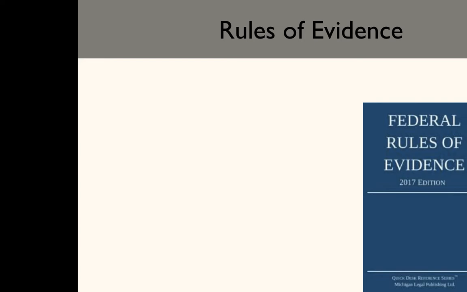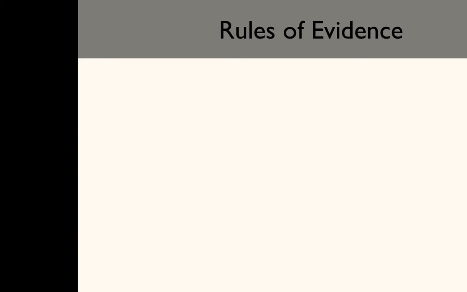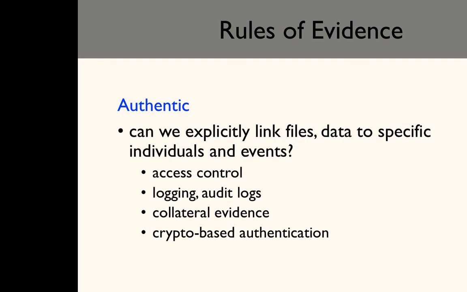So in order to collect evidence, in order for that evidence to be valid and presented to court, we have to follow several rules. At the federal level, there are the federal rules of evidence, a specification all law enforcement agents have to follow. There are basically 4 rules called authenticity, admissibility, completeness, and reliability. So we will go over these 4 rules to understand what they are saying.